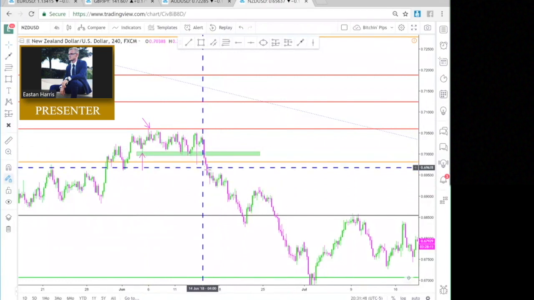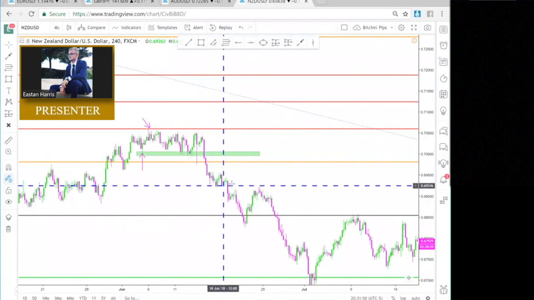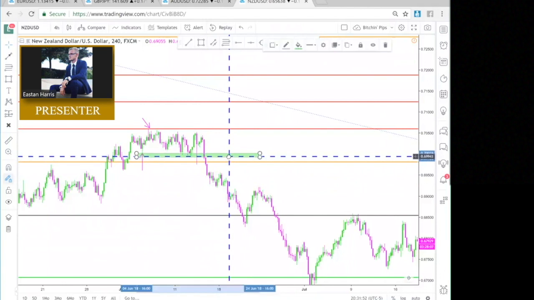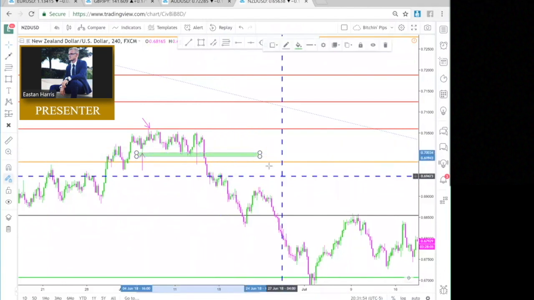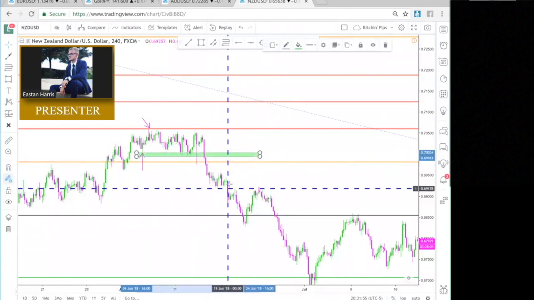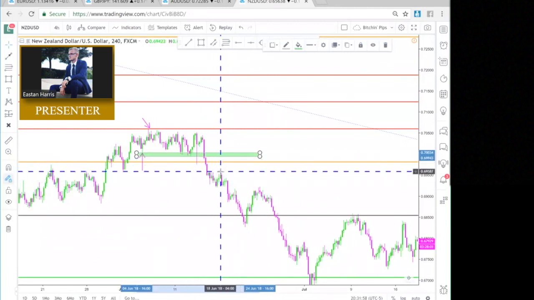Now, she breaks and she just goes, right? She's just going. So how could we have capitalized on this move here? She broke structure. She's bearish. How are we going to get in? Can someone tell me how we can get in this trade?